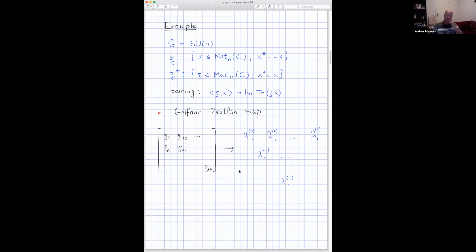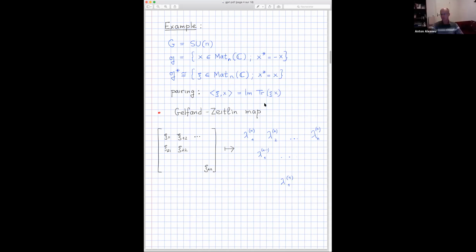So we take G equal to SU(N). In this case, maybe I would delete this S. I cannot do it now on the screen, but let's say G is equal to U(N) to simplify things. Then the Lie algebra, I can identify with skew-Hermitian complex n by n matrices. And traditionally, one identifies G star with the space of Hermitian matrices.